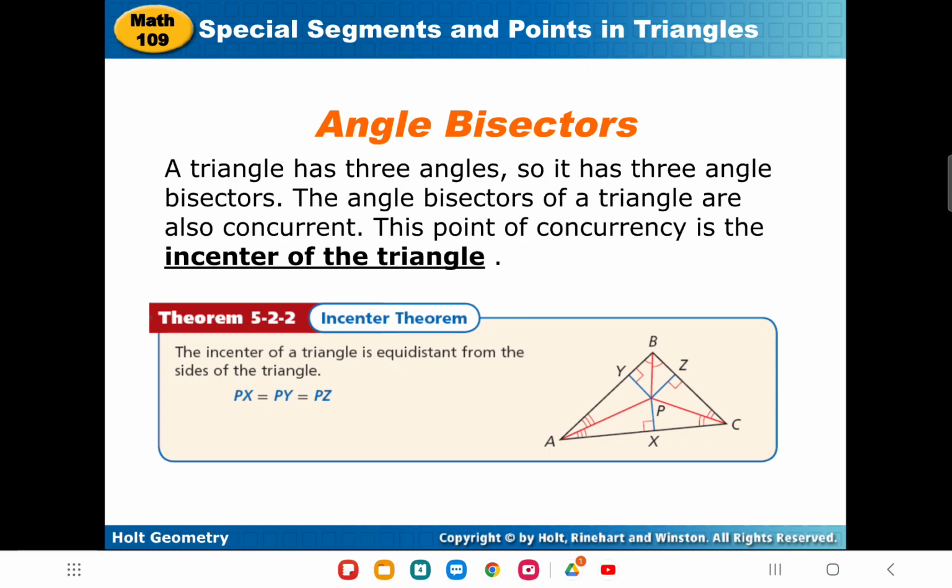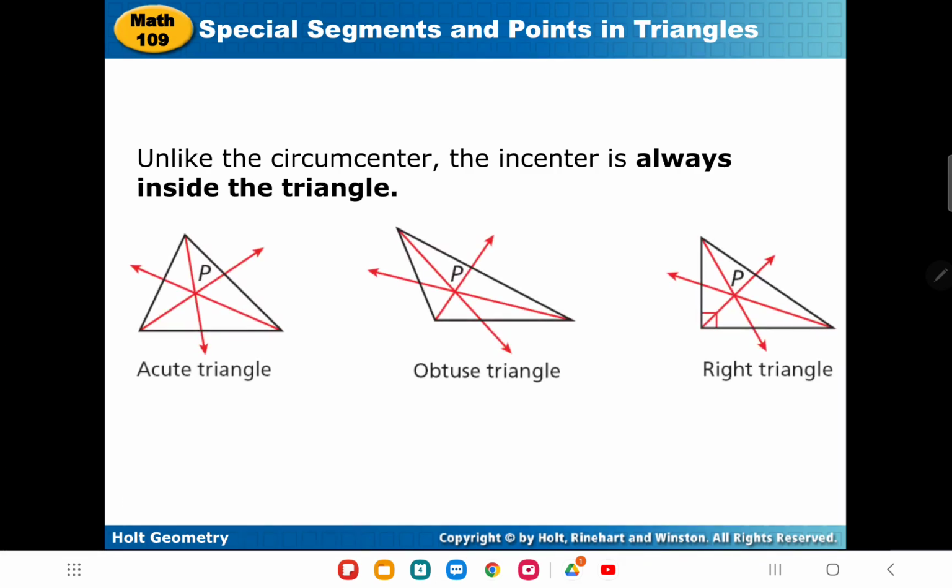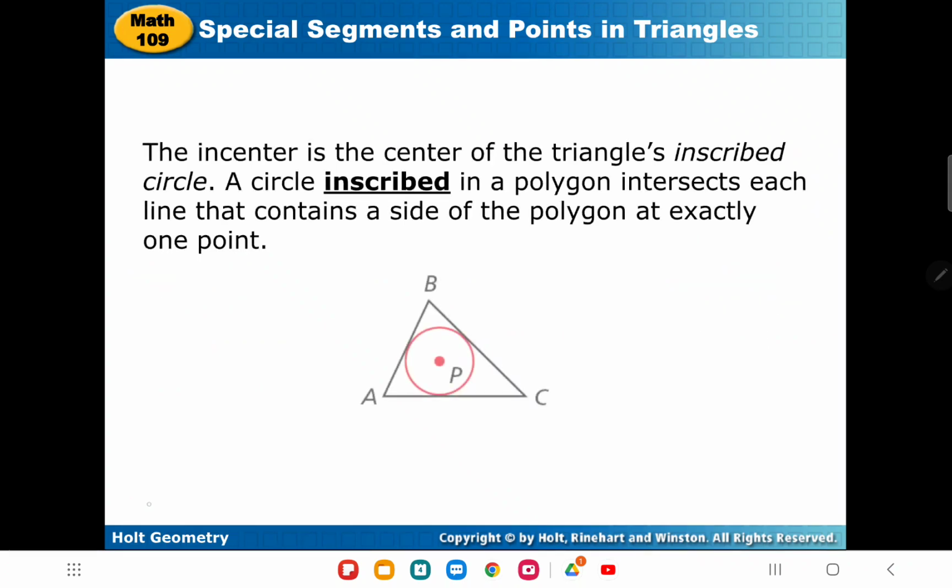You'll notice that it is different distances from the vertices of the triangle in this acute triangle. Again, unlike the circumcenter, the incenter is always inside the triangle. There's some pictures, and it is the center of the triangle's inscribed circle. So a circle inscribed on a polygon intersects each line that contains a side of the polygon at exactly one point. Another way of saying this is that the circle is tangent to all sides of the polygon.